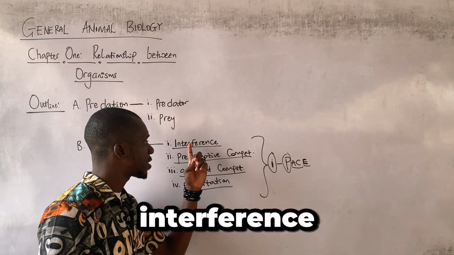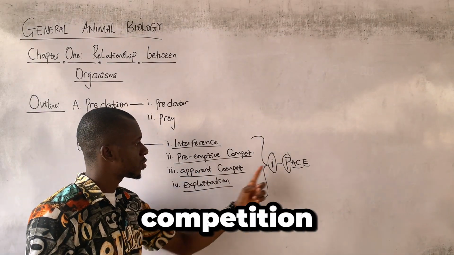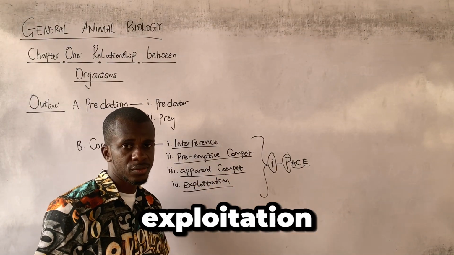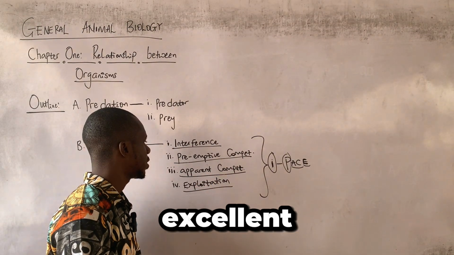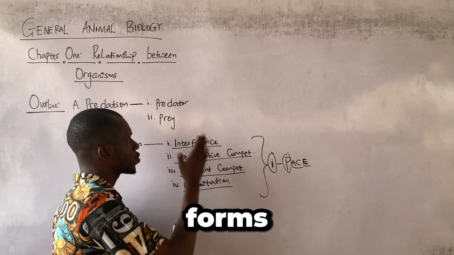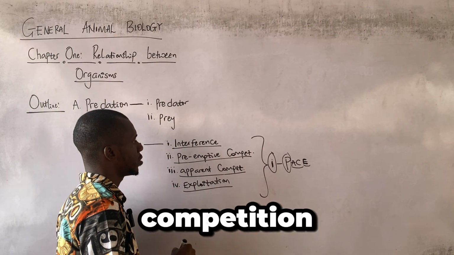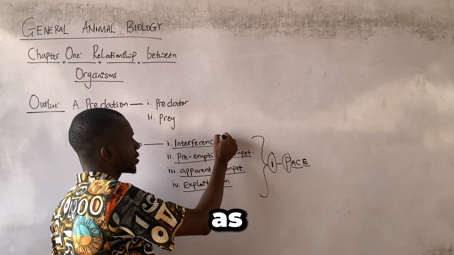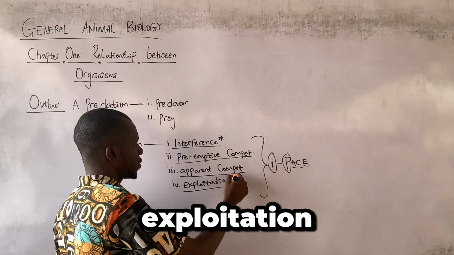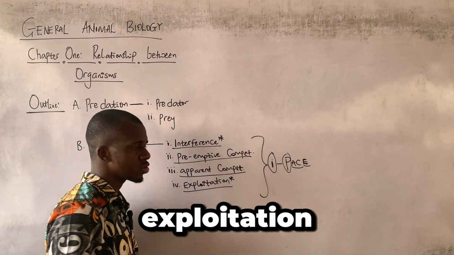All right, I is interference, P is preemptive competition, AC is apparent competition, and E is exploitation. You see that? Excellent. Now, of all the forms of competitions we have, the main form of competition is regarded as interference and what we call exploitation. These are the main forms: interference and exploitation.